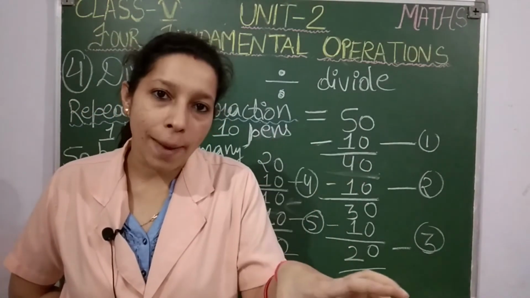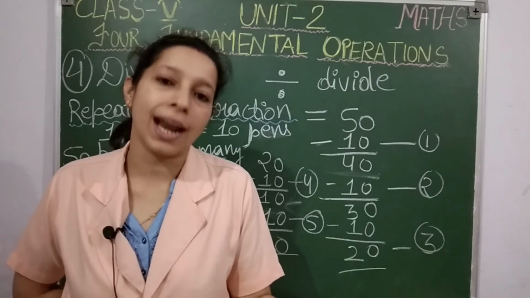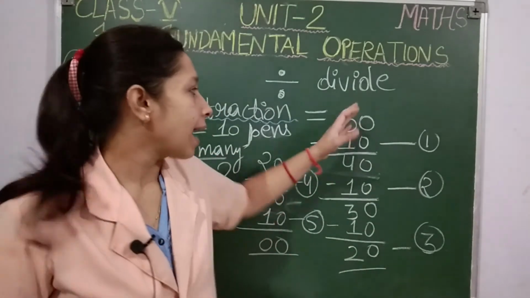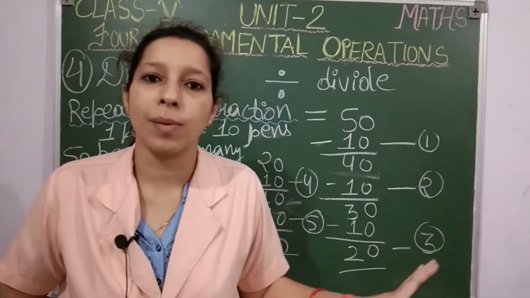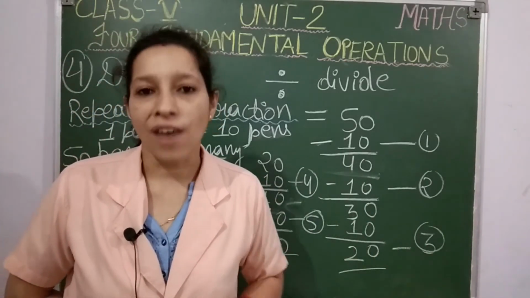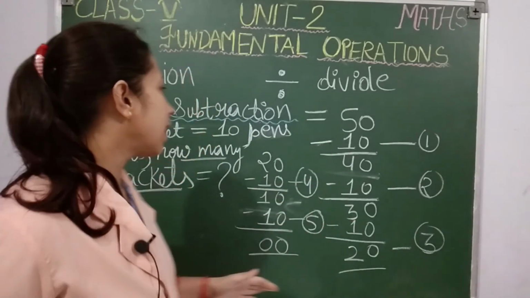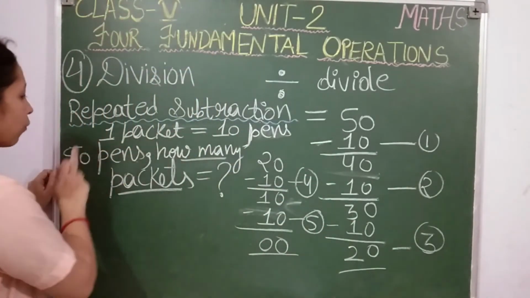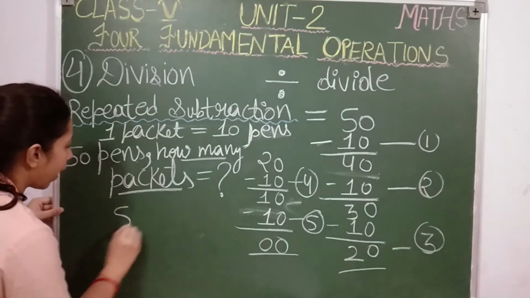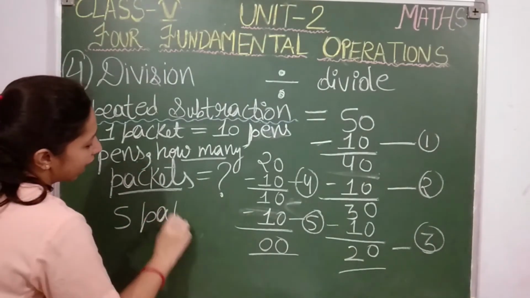Every time I took a packet I kept 10 pens. Second time again I took a packet, I kept 10 pens. At last from those 50 pens only 0 pens are remaining, means nothing is remaining. We have kept all the pens in 5 packets. So now it is very clear to me that in one packet 10 pens can be kept. For 50 pens, how many packets will we require? We will require 5 packets.